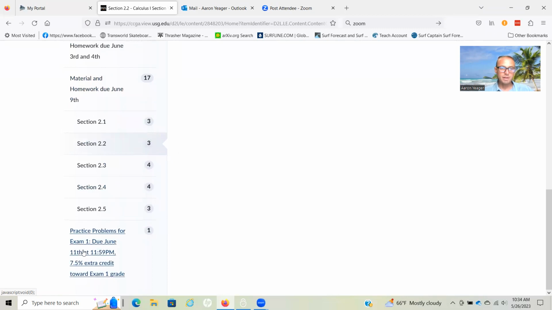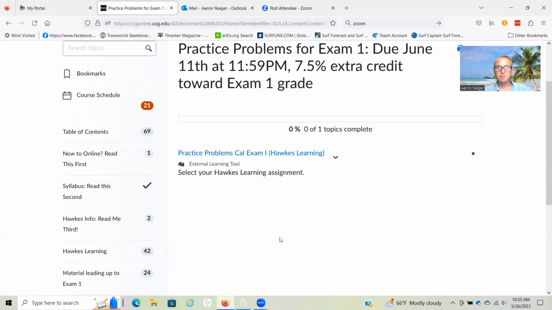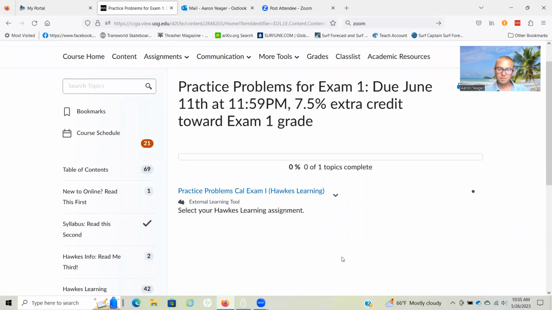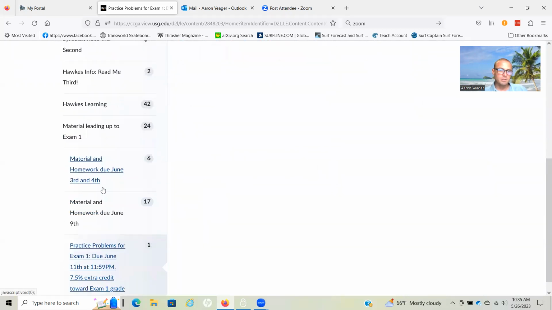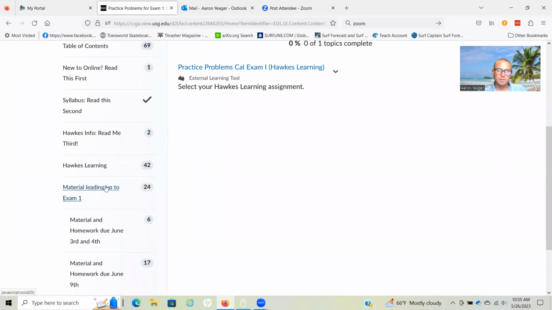And then before every exam, even the final, there's this thing right here. These are practice exams, to give you an idea of what's going to be on the exam, so you'll know exactly what to focus on. If you complete this with at least 80% mastery, then 7.5 extra credit gets added onto your exam. So potentially on each exam, you could get 107.5%. And there'll be one for the other exams as well as the final. So that leads you through the very start of the course and getting started.